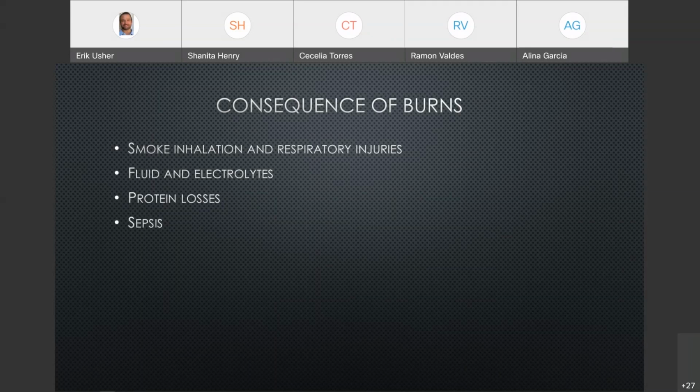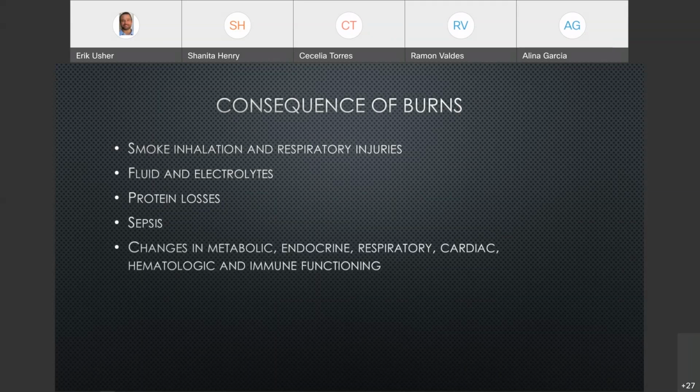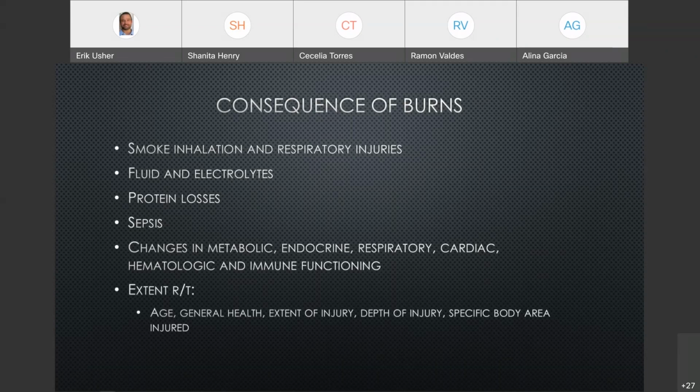There can be sepsis. Remember, skin is the largest organ of our body, and it offers a huge amount of protection from outside pathogens. If we disrupt it on a large scale, we have a high risk for infection, and sepsis could follow. There are changes literally in every part of the body: metabolic, endocrine, respiratory, cardiac, hematologic, and immune functions. And the extent, again, is related to your age, general health, extent of the injury, depth of the injury, and the specific body area injured.